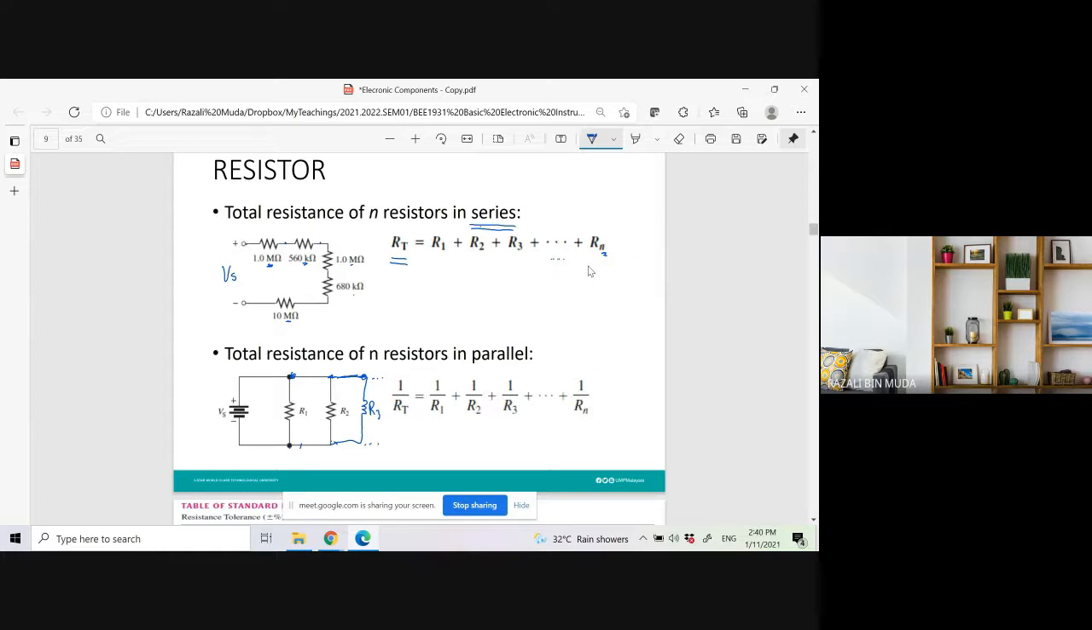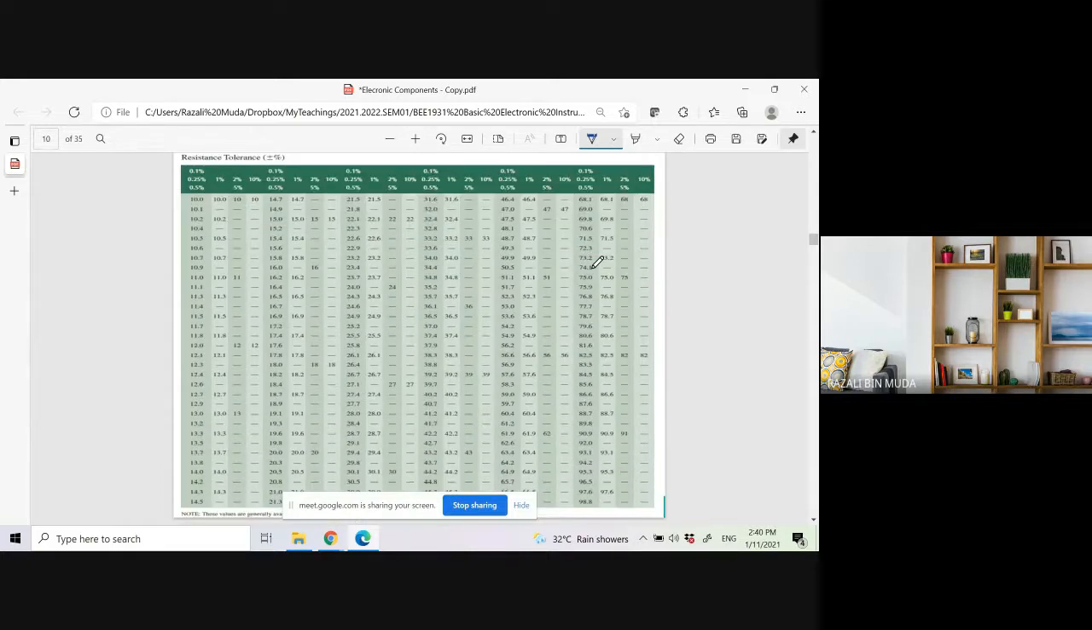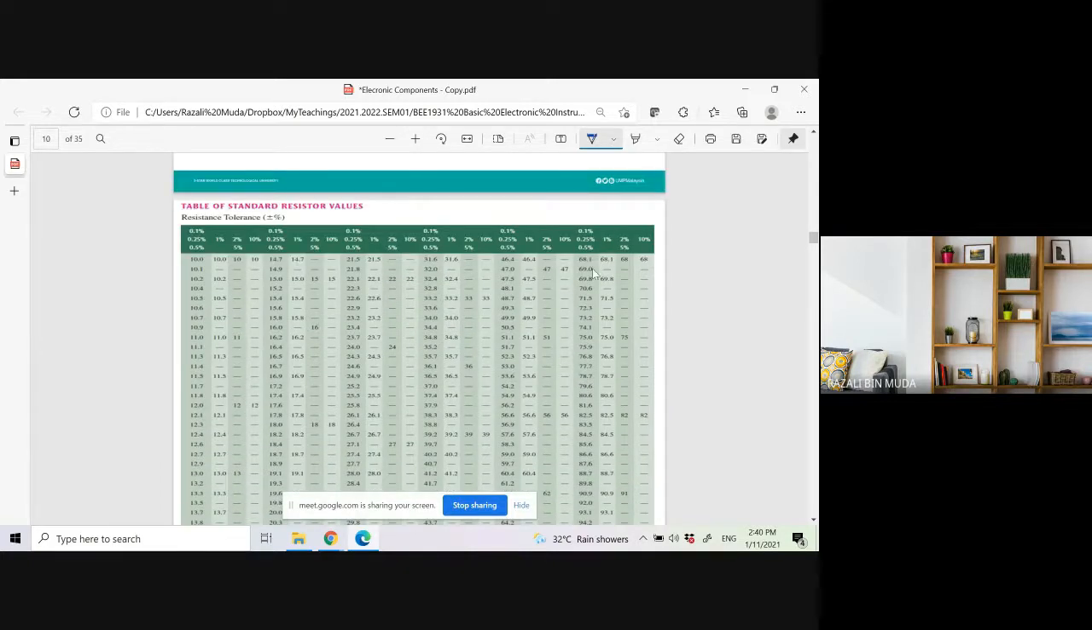Okay, we expect you can understand this. Simple. Okay, this is the table showing standard resistor values, plus minus with the tolerance. Okay, plus minus tolerance. So you have here the value.